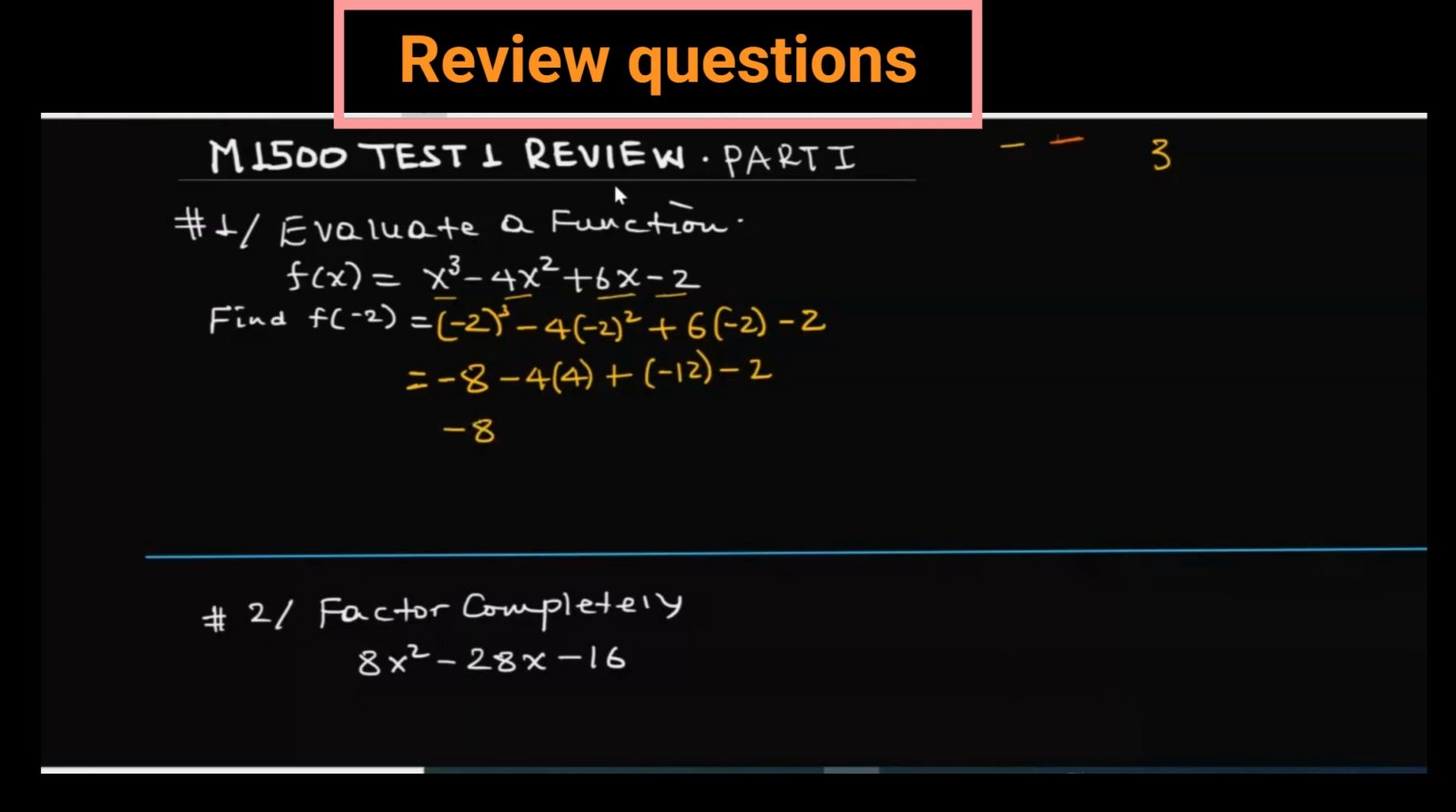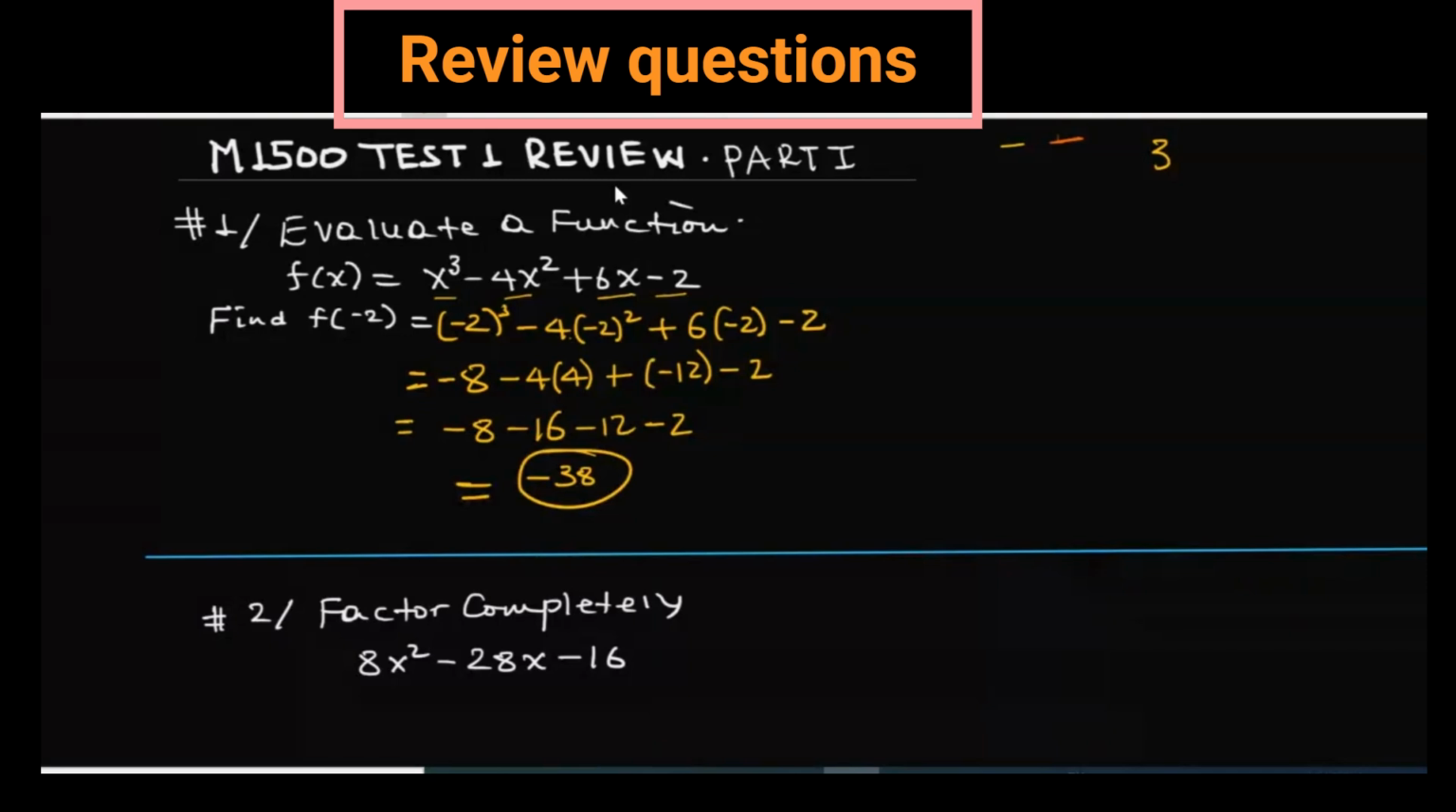So this will be negative 8. Negative 4 times 4, because this is multiplication, remember, is negative 16. This is minus 12, plus minus is minus, and then another minus 2 at the end. Finally, all of them are negative, so all you have to do is add them together. If you add negative 8, negative 16, negative 12, and negative 2, your answer is going to be negative 38. So this is the answer.